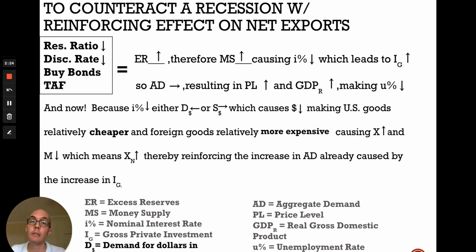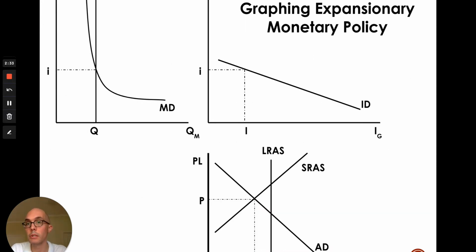So AD has already shifted to the right because IG has increased, but now it's going to shift to the right a little bit more because net exports has also increased. What does it look like if we graph it? You have the money market in the top left, you have the investment demand curve in the top right, and then you have AS/AD at the bottom.